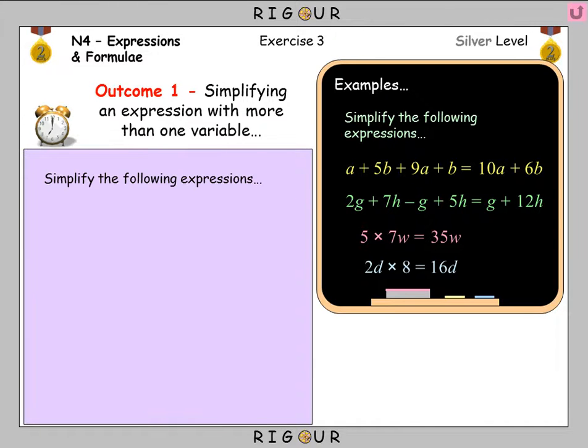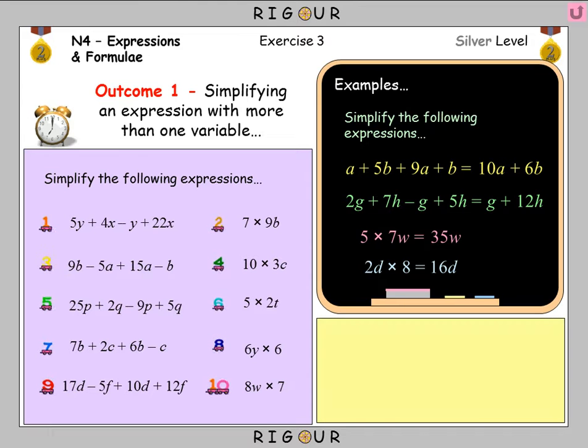So you've seen a few examples, and here's 10 for you to practice. If you're working on this at home, please pause the video now.